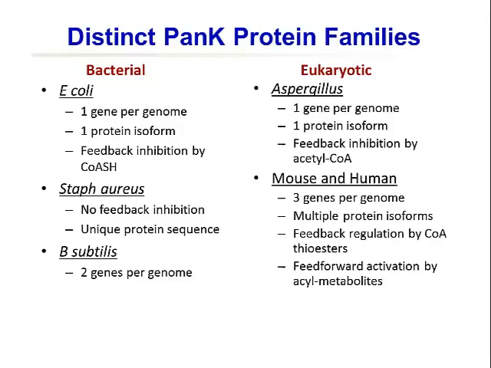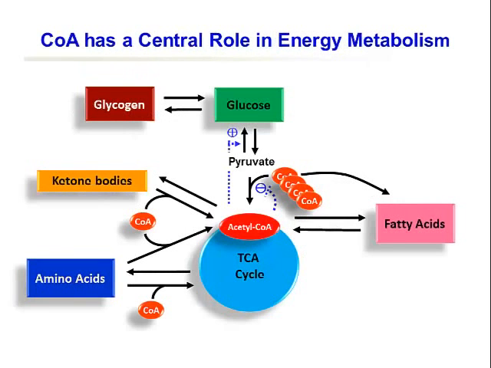Most bacteria, yeast, Drosophila, zebrafish, all of the above have only 1 Pank gene, but mammals have 3 genes and 4 active protein isoforms. Acetyl-CoA sits at the crossroads of intermediary metabolism. It's a key metabolic substrate in both synthetic and degradative reactions.